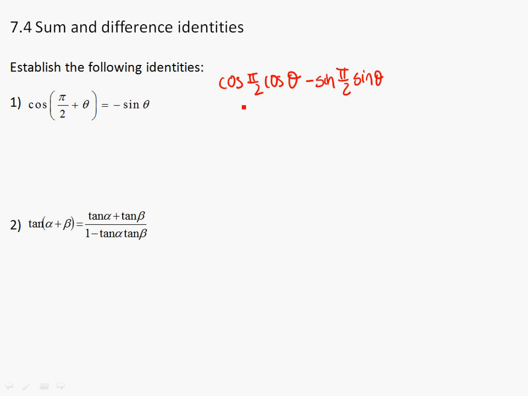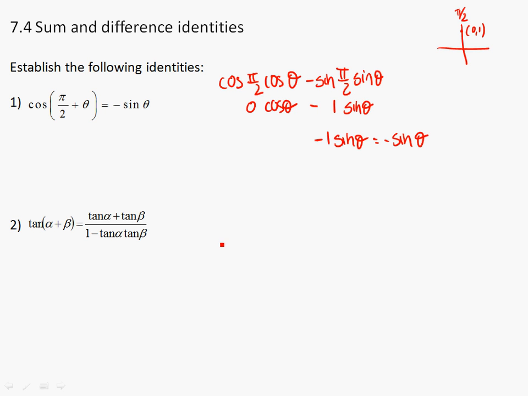And let's see what we get out of this. What is the cosine of pi over 2 worth? Keep in mind the cosine of pi over 2 would be over here, right? Pi over 2 would be here. The coordinates there would be 0, 1, so the cosine is worth 0. So you get 0 times the cosine of theta minus the sine of pi over 2, is that 1, right? 1 times the sine of theta, and 0 times anything is? So this ends up being 1 minus the sine of theta, which is a negative sine of theta. So that works. Are we okay with that?